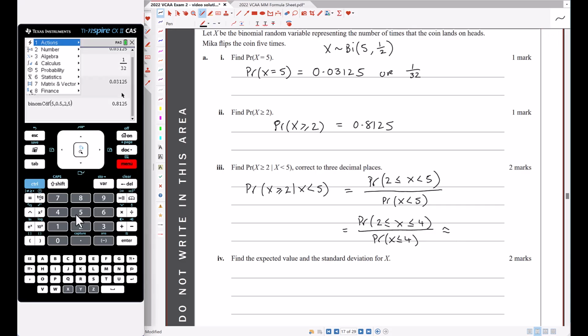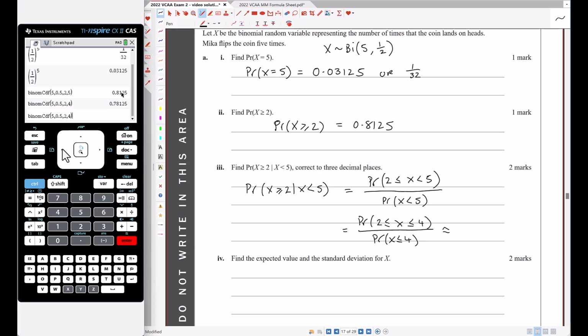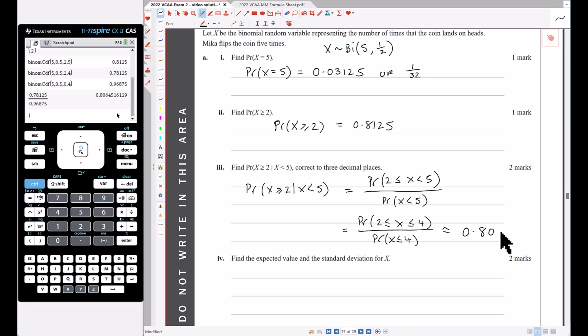Okay, so menu 5, 5B. We have 5 trials. Probability of success is 0.5. Our lower bound is 2 and our upper bound is 4. And then I'm just going to copy and paste that. This time the lower bound is 0. Okay, so it is that probability divided by that probability. And that answer, correct to 3 decimal places, is 0.806.